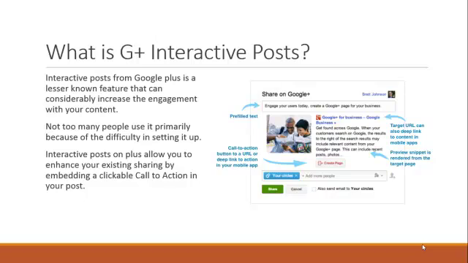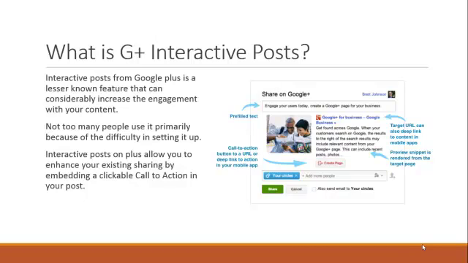Now, interactive posts from Google Plus is a very lesser known feature, but it can considerably increase the engagement with your content. Not too many people use it primarily because of the difficulty in setting it up, and you will see that in the subsequent slides when I show you how to set up G Plus interactive posts on your WordPress blogs. Interactive posts on Google Plus basically allow you to enhance your existing sharing by embedding a clickable call to action in your post.